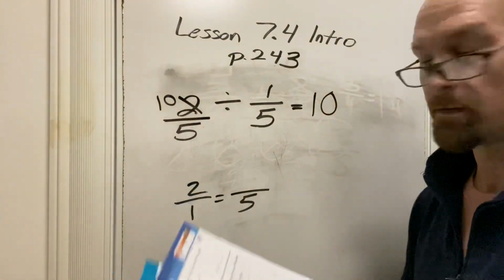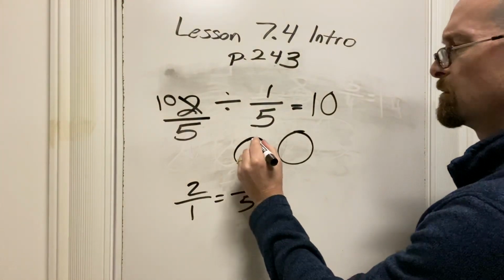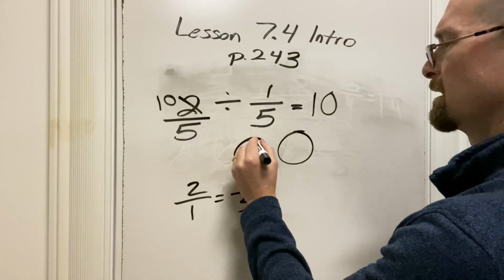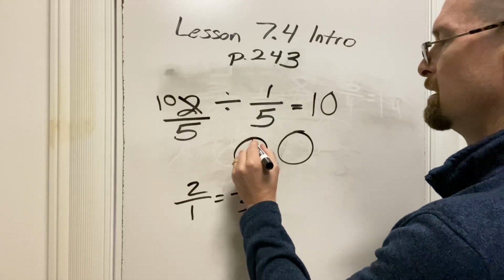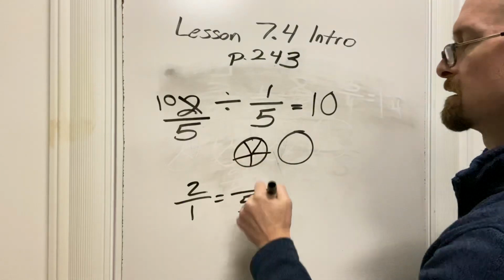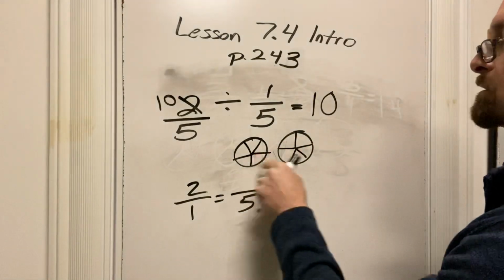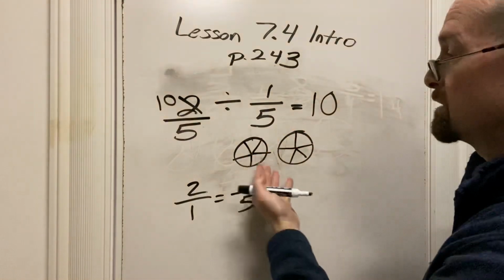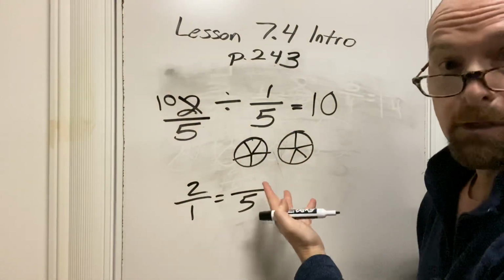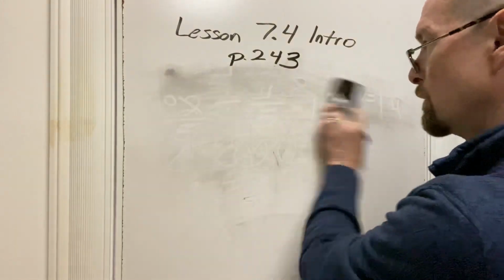2 divided by a fifth. That makes sense, because if you think of 2 circles, and we're dividing them up into fifths. There, fifths. So if I take 2 things and I divide them up into fifths, how many pieces do I have? I very clearly have 10 pieces. Yep. All right, there's number 1.